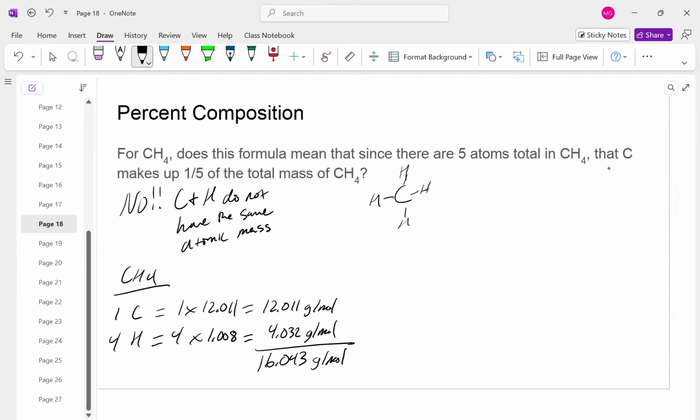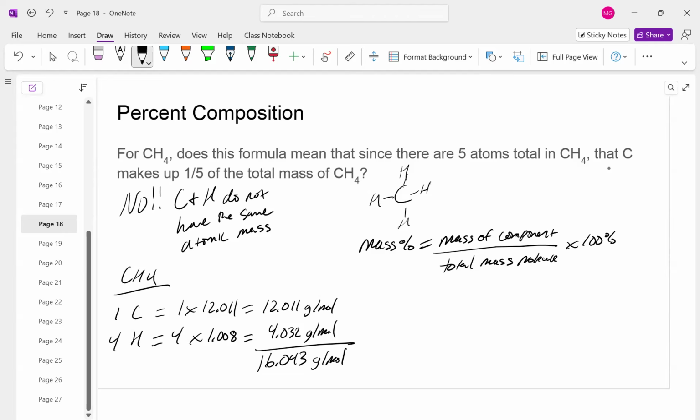Now, if you look at those numbers, you can see right away that even though there's four times as many hydrogens, it doesn't contribute four times as much mass. It still contributes a lot less mass than carbon does. And so this leads us to the concept of mass percent. Mass percent is the mass of a component, or in terms of a molecule, the total mass of an atom or atoms divided by the total mass of the molecule. And then we multiply it by 100 to put it into a percent.